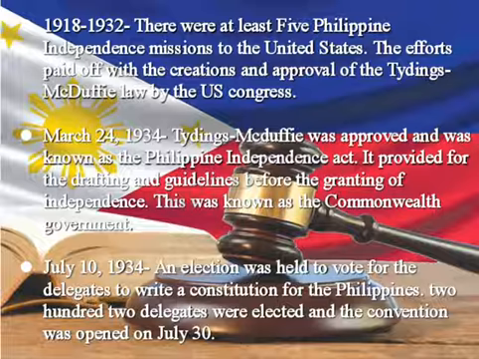From 1918 to 1932, there were at least 5 Philippine independence missions to the United States. The efforts paid off with the creation and approval of the Tydings-McDuffie Law by the U.S. Congress. So on March 24, 1934, the Tydings-McDuffie Law was approved and was known as the Philippine Independence Act. It provided for the drafting and guidelines of a constitution for a 10-year transitional period government before the granting of independence. This was known as the Commonwealth government.